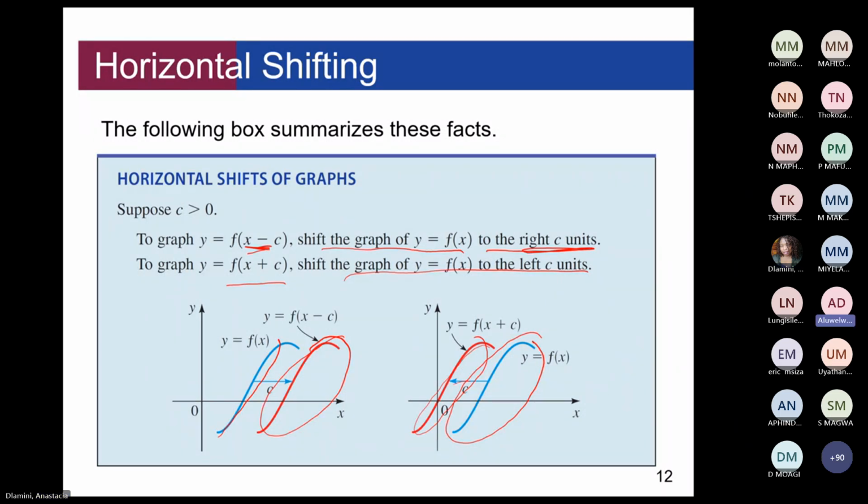Reason being, if you solve for x, you take this and equate it to 0. If you say x minus c equals 0, then x equals positive c, meaning that this will end up in this part of the function.